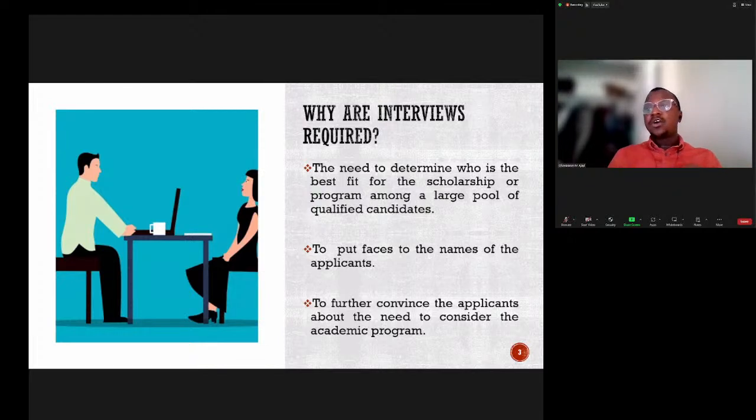And sometimes, because they know that someone like Comfort, Harvard is looking for her, Yale is looking for her, so they want to convince you. Sometimes they will ask you to come for interview because they want to convince you to choose their university. Don't go anywhere else. So to further convince the applicants about the need to consider their academic program.